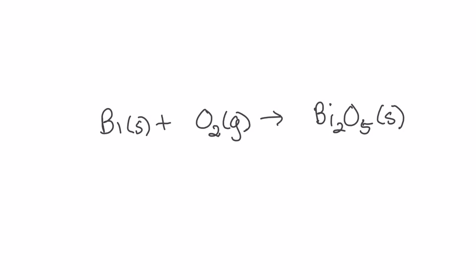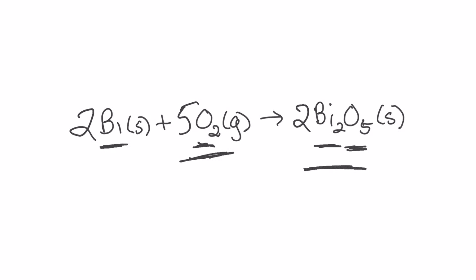So let's try another one. 1 bismuth on this side, 2 bismuth on this side. So I'm going to put a 2 in front. 2 oxygens here, but 5 oxygens here. We really haven't done much of a 2-5 combination, but what does both the number 2 and the number 5 go into? So pause and think about that. Hopefully you came up with 10. So to make each of these 10, I put a 5 in front of the O2 here and a 2 in front of the product.